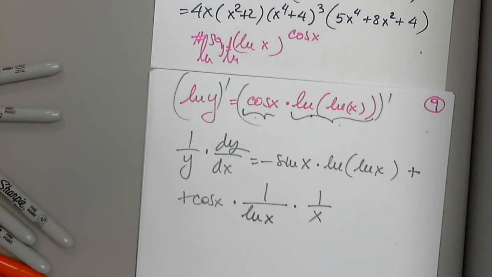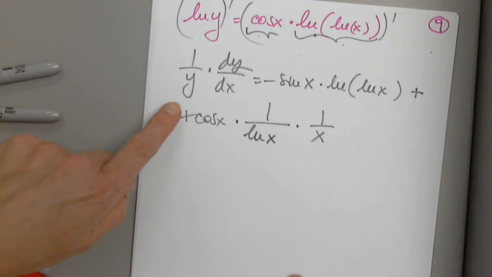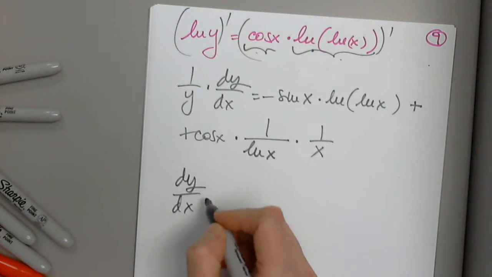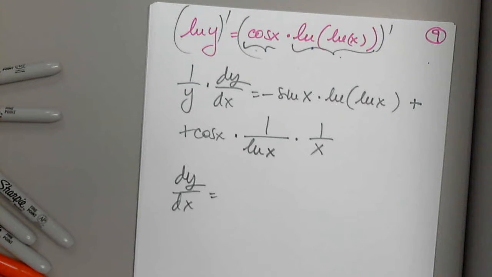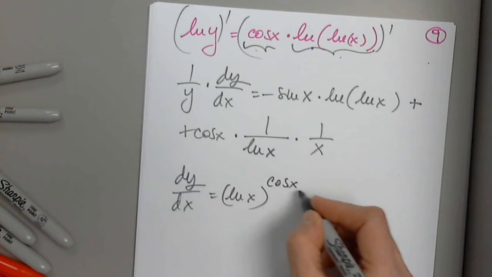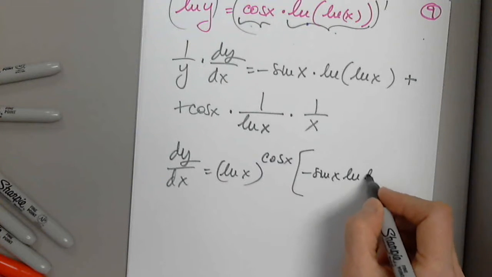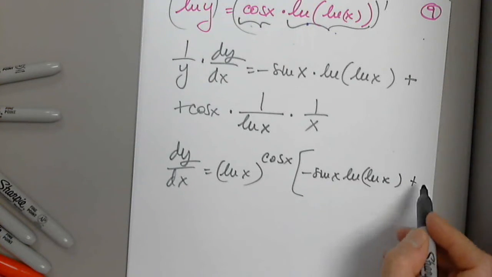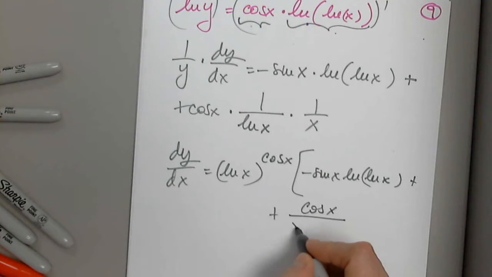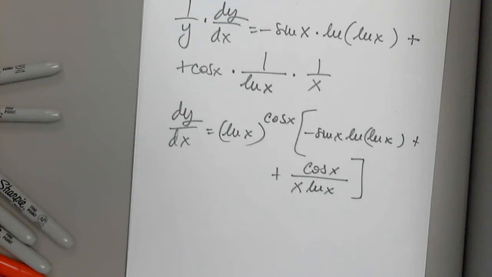One over x. What can be done? Nothing. Just multiply both sides by y. So then dy over dx equals, we had natural log x raised to cosine x, open brackets, negative sine x natural log of natural log x, plus, and you can condense this into one fraction, cosine x over x natural log x. And this is it.